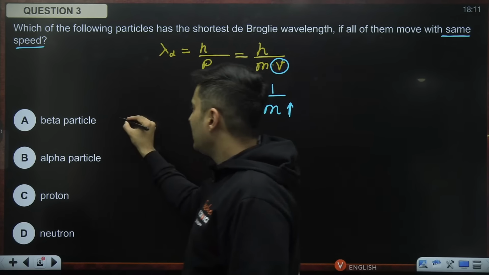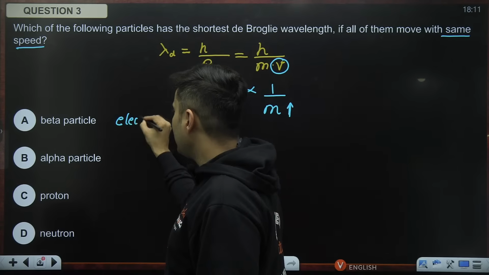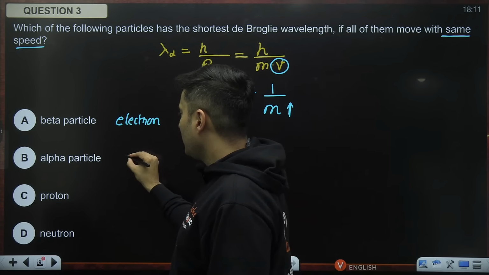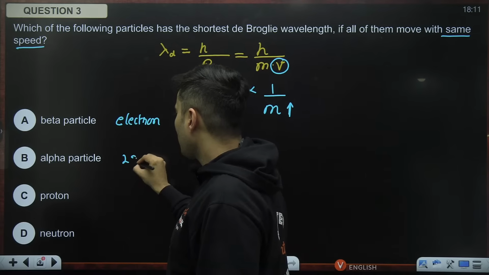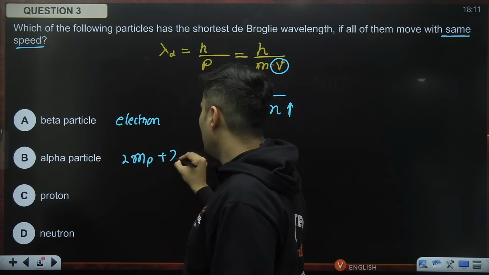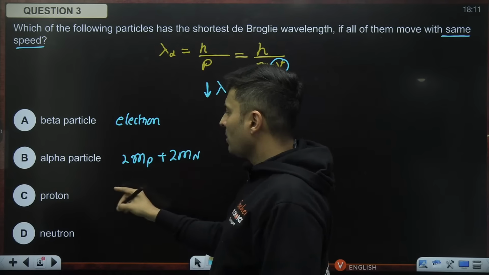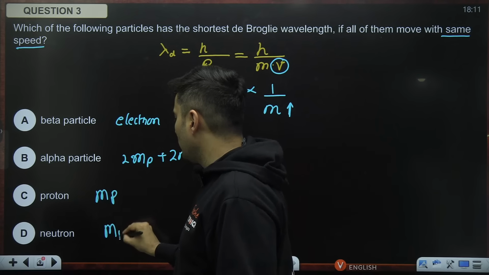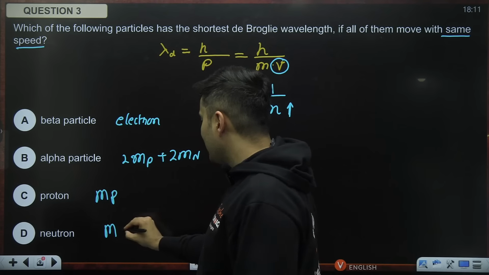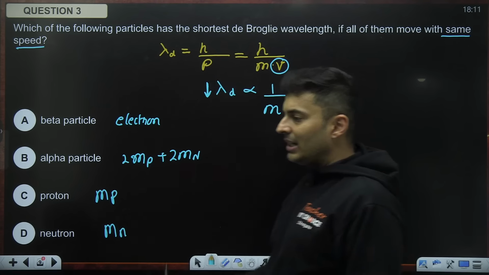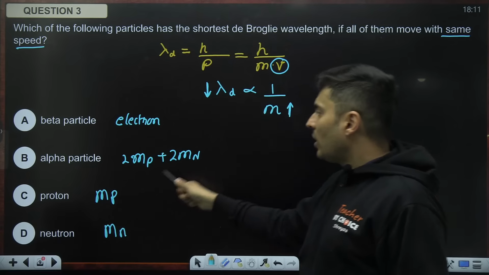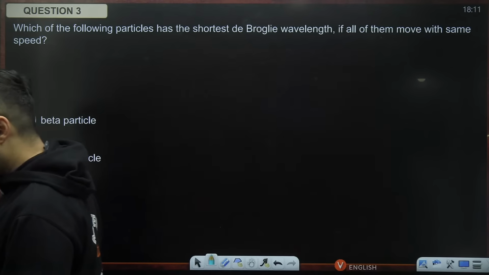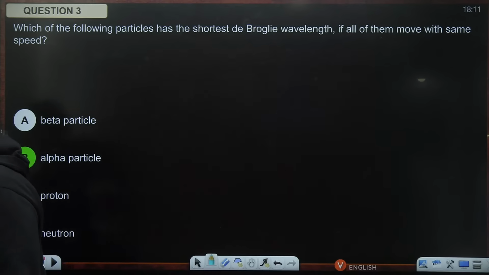Beta particle is nothing but an electron, obviously small mass. Alpha particle is two masses of the proton plus 2 times mass of the neutron. Proton is just mass of proton, neutron is just mass of neutron. So obviously the highest mass is for the alpha particle. So that's why the de Broglie wavelength will be the smallest. Yes, option B. Very good.